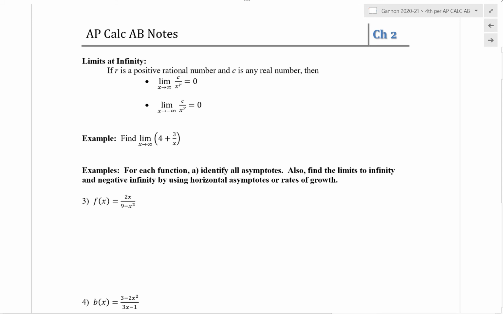All right, so the first thing we have here is talking about limits at infinity. And we've got a couple scenarios here. It says if R is a positive rational number and C is any real number, then the limit as x approaches infinity of C over x to the R equals 0. The limit as x approaches negative infinity of C over x to the R is also equal to 0.